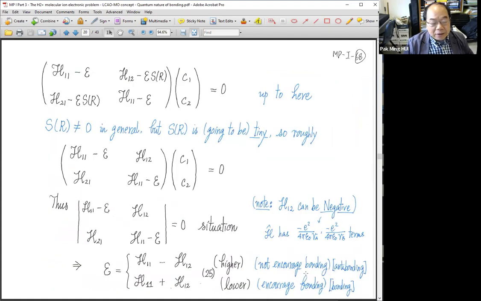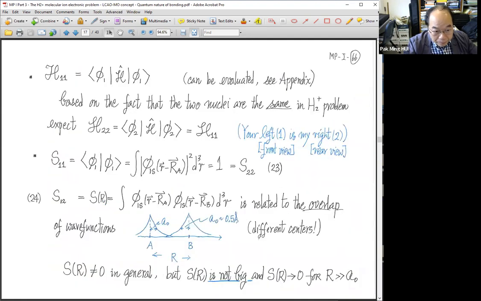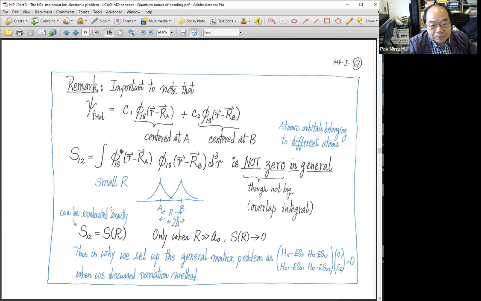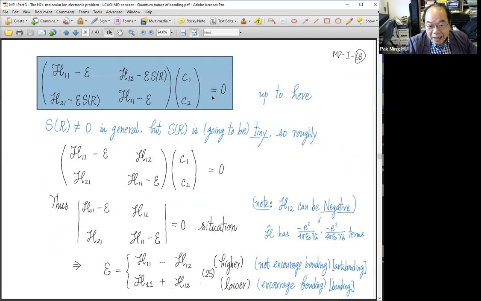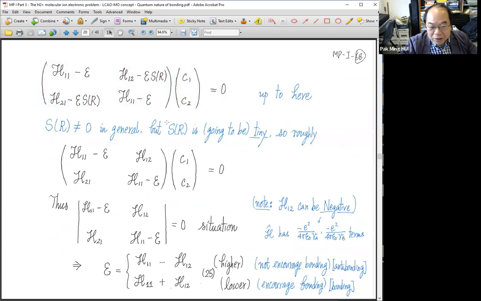So with all this, we can simplify our 2x2 matrix thinking. S11 is 1, S22 is 1, and then S12 I put as S of R. So the matrix problem becomes something like this. But we already argued it's not zero, but it's tiny. How about this? To get a quick picture, ignore this, set it to zero. It's not going to be big, but it's not formally zero. That's the point I want to make.